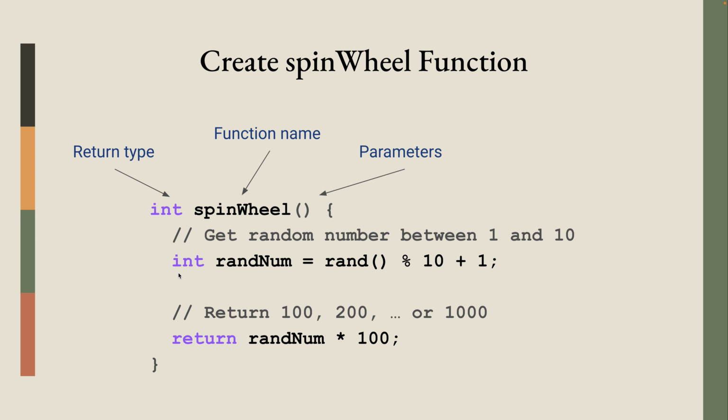We store that in this int variable randnum. And then just to make the values a little bit bigger, I multiply by 100. That way we return the value 100, 200, 300, up to 1,000. All right, a lot of code here. Any questions on how this code works?